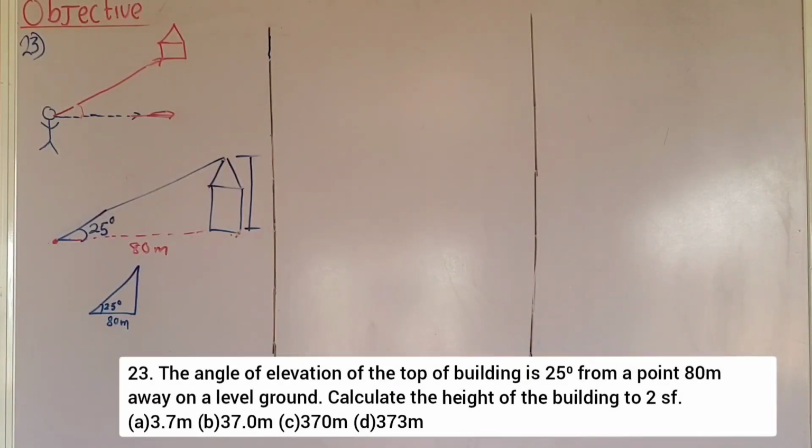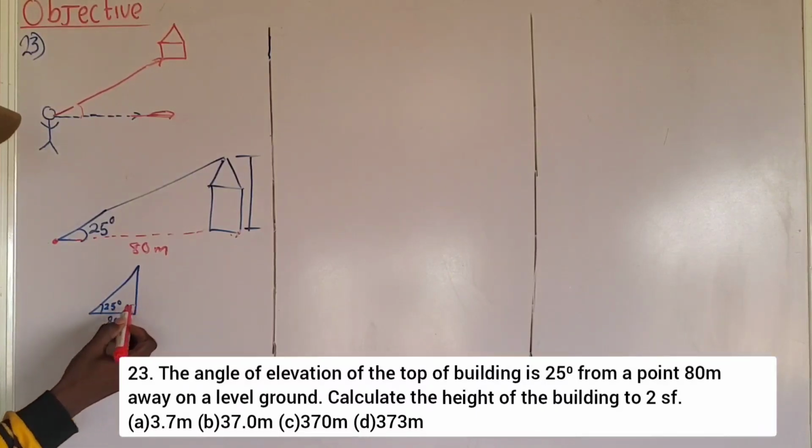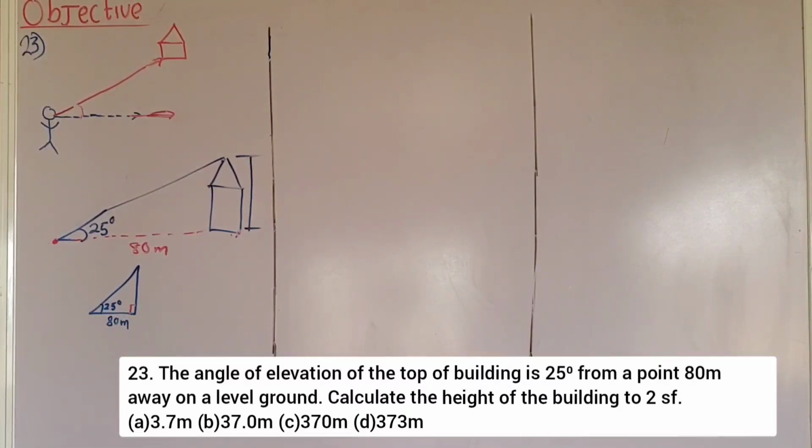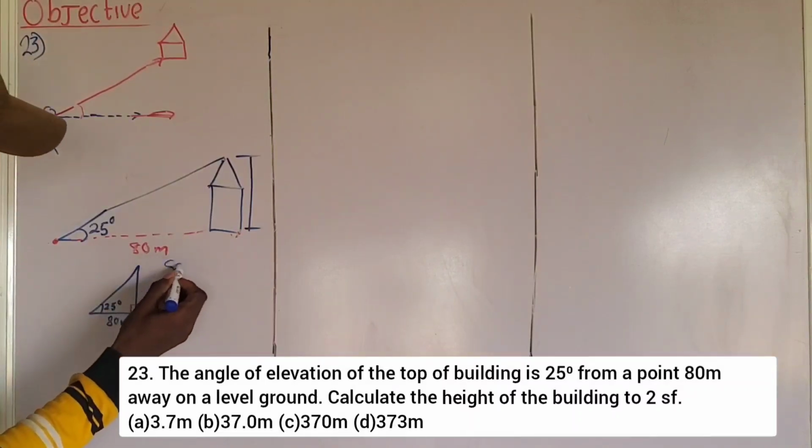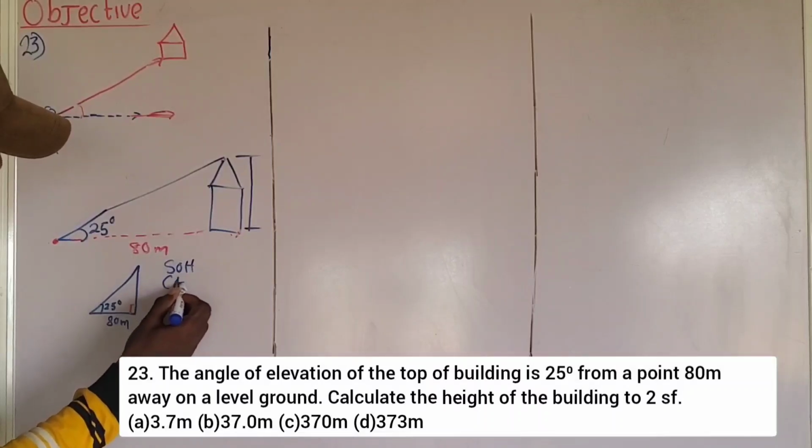I'm very sure you are familiar with right angle triangle. A right angle triangle is a triangle that has one of its angles equivalent to 90 degrees. That is, one of the angles is 90 degrees. Do you understand? Okay, so now we want to calculate the height. I'm very sure you remember this mnemonic device. So, SOH CAH TOA.